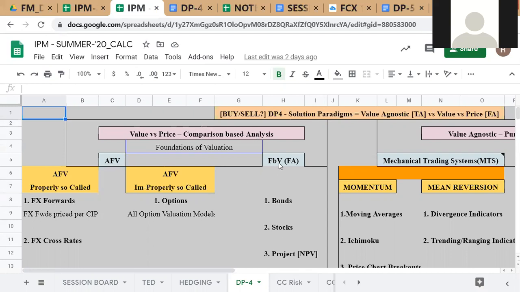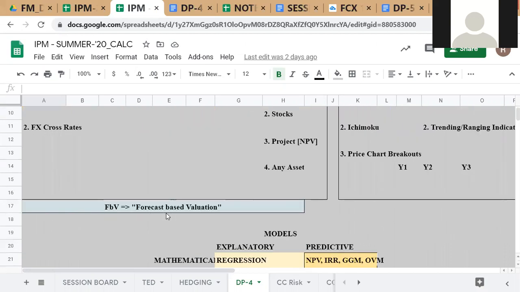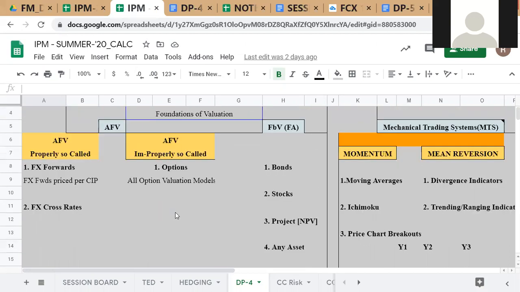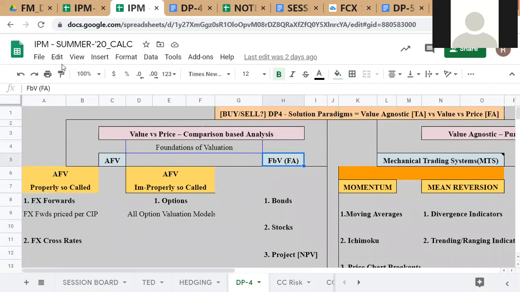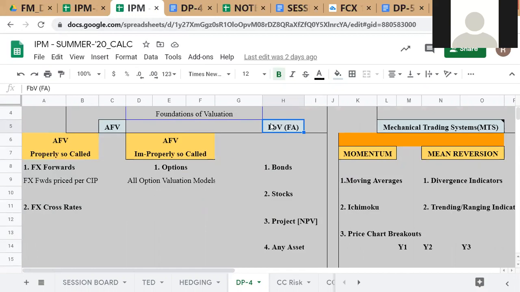We're only discussing what I called FPV, which is forecast-based valuation. It's written over here, forecast-based valuation, FPV. And I've called it FA, fundamental analysis. So this is what fundamental analysis is really all about. This stuff you're already familiar with, because you have used most of the fair value models that we use in this branch of the tree. You've already used these models.